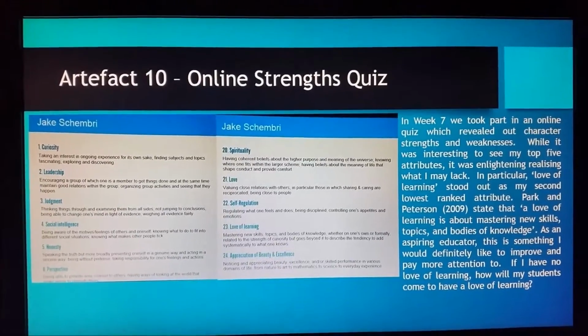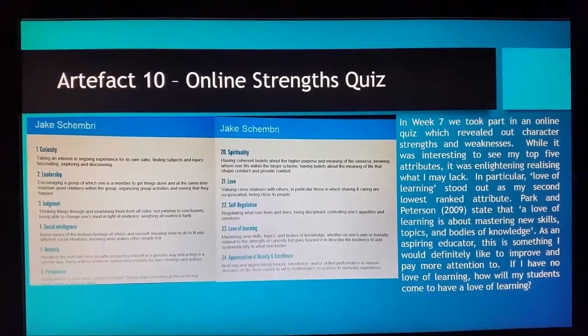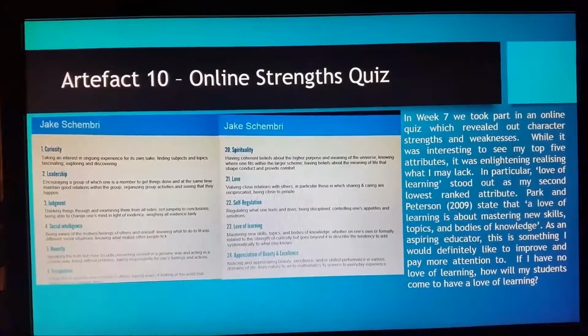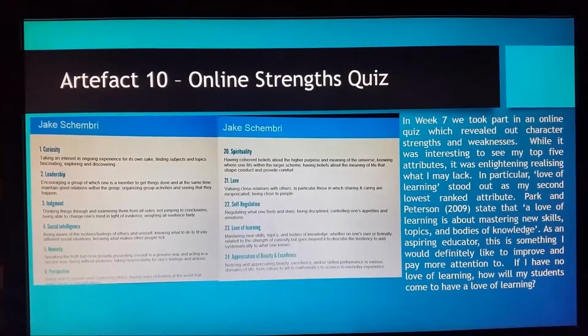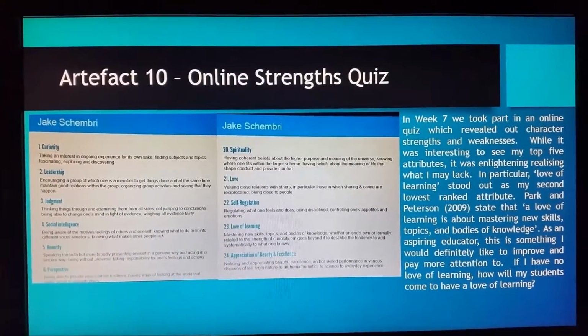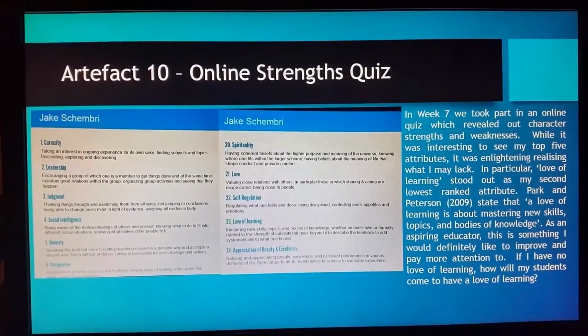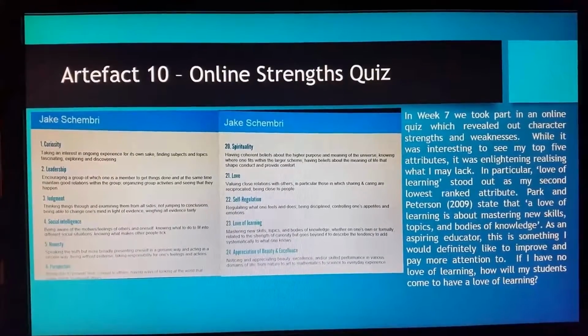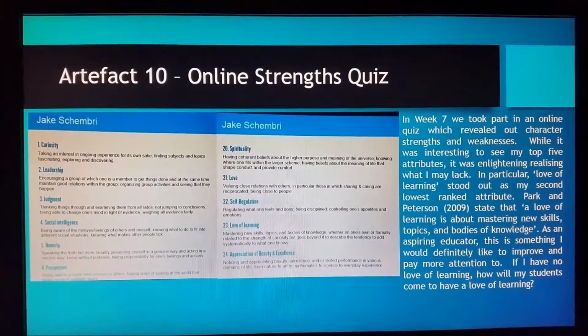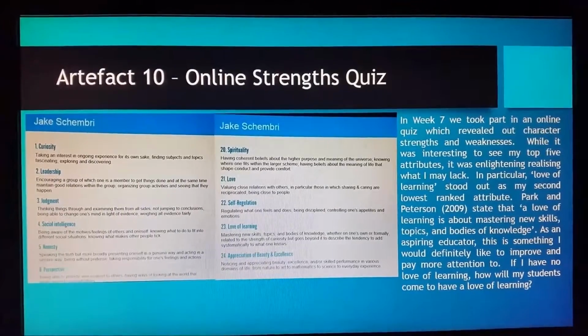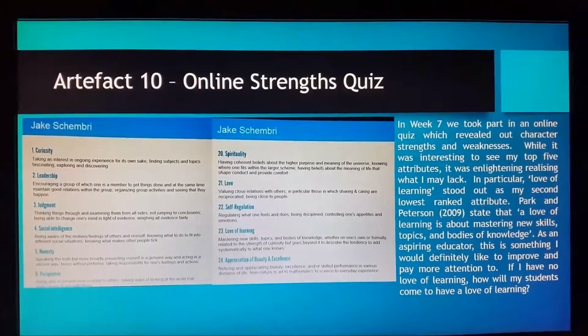The results of my online strengths quiz, which I took in week 7. I think it's really interesting that one of the lower attributes I have is a love of learning. It's probably the one I would like to improve on as I'm becoming an educator. If I don't have a love of learning, how are my students going to love learning?